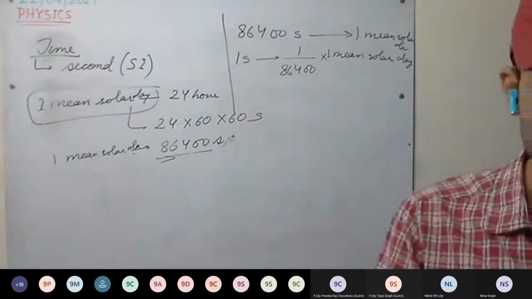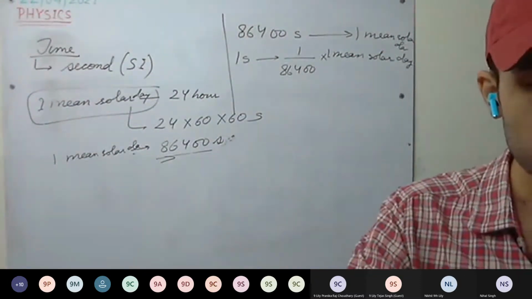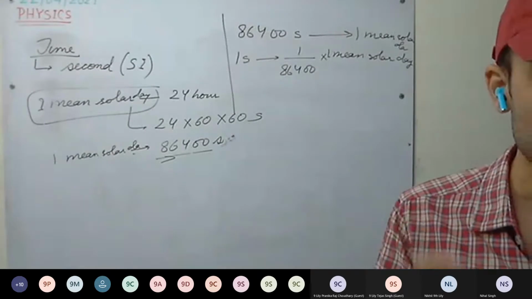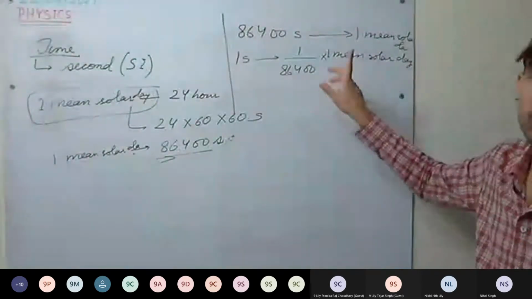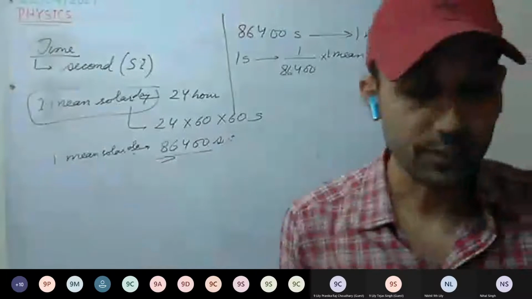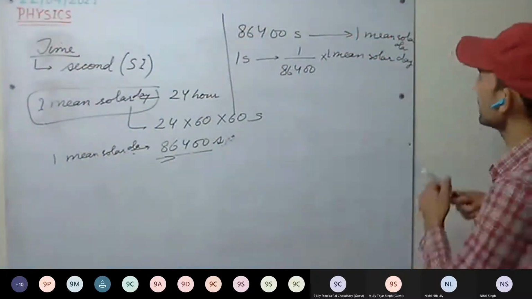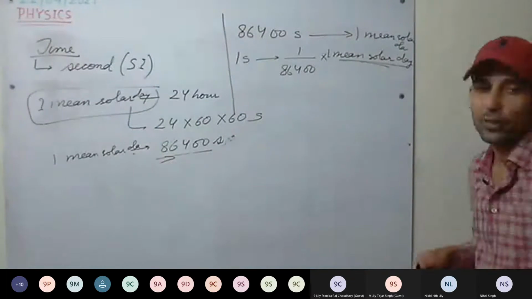Okay. So we have defined the second as 1/86400th part of one mean solar day. This is how we define 1 second. It again changed in definition. Now see here how the definition changed. This mean solar day, it varies.